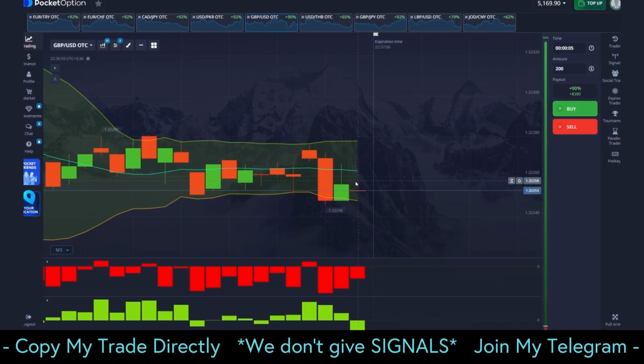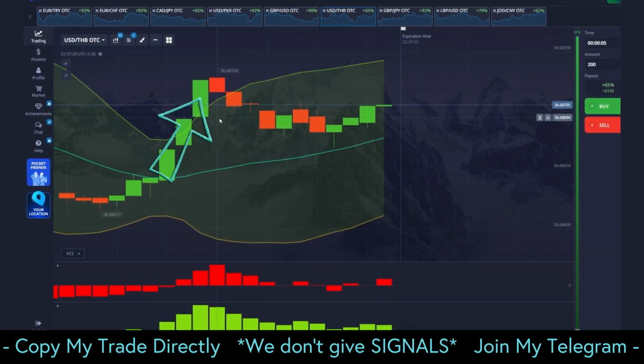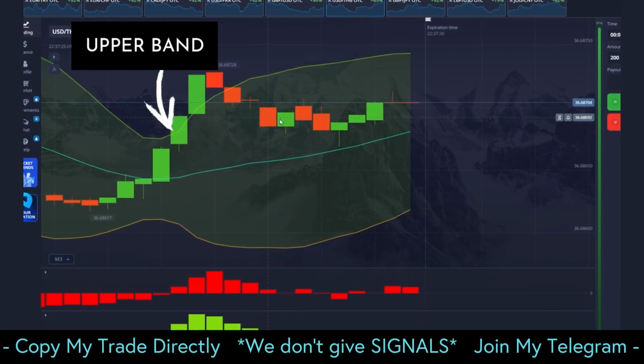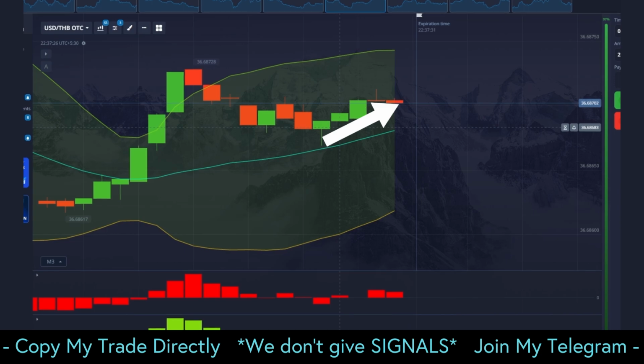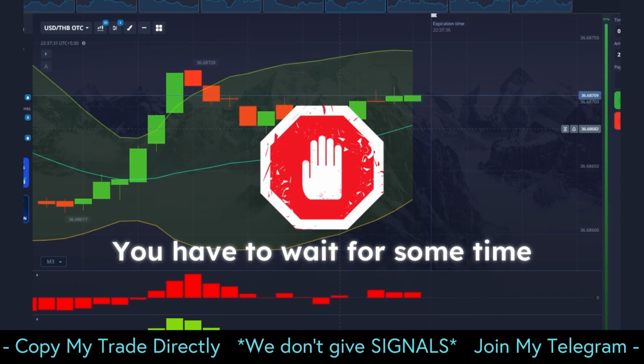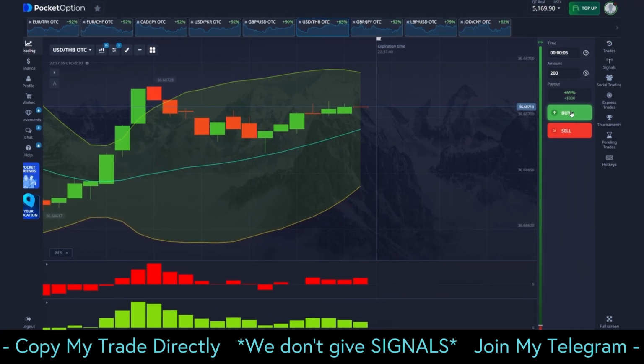You always have to remember this thing. You can see on this chart, first an up movement came in the market. After that, a down movement came by breaking the upper band. Now again, the up movement is coming here, but before that, you have to wait for some time. As you get all the confirmations, you will practice again the way I am showing you.